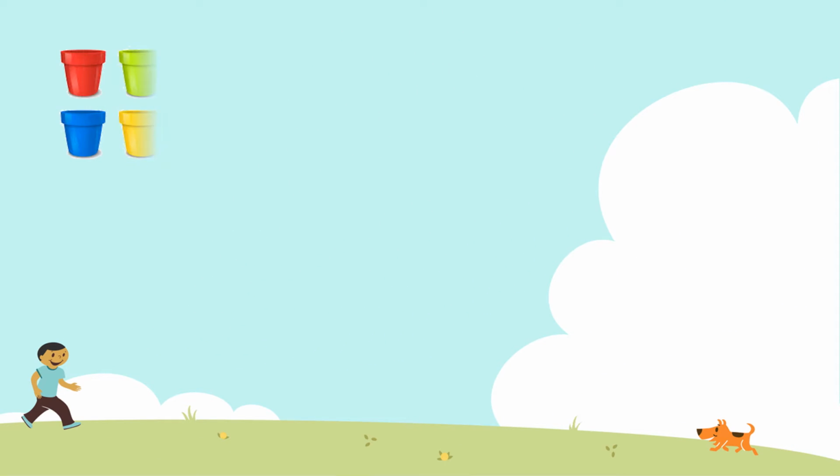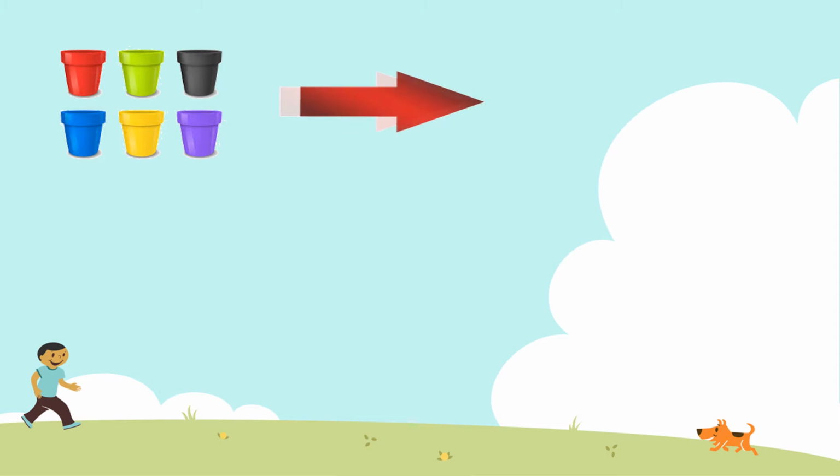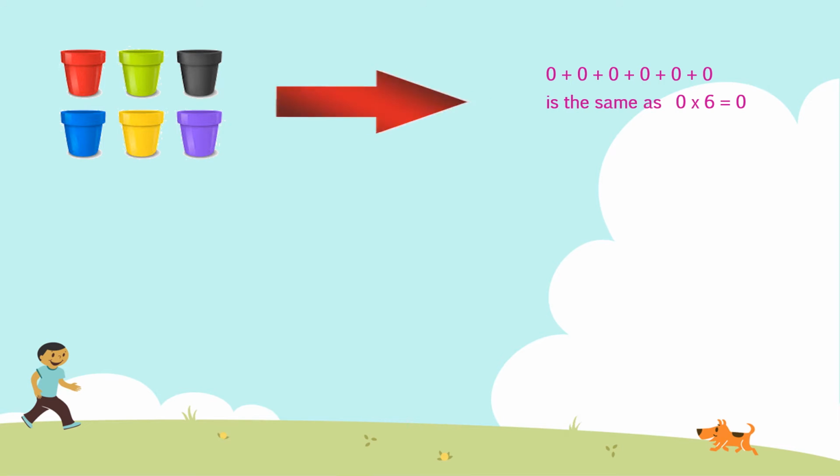Now take a look at these pots. They are empty, no flowers. They are 6 pots. That means 0, 6 times. When we multiply, we write it as 0 multiplied by 6, which gives you 0.